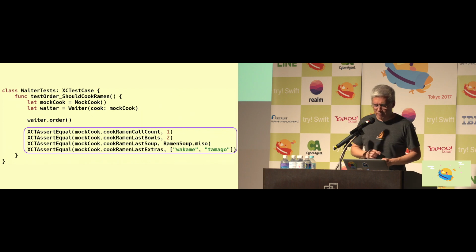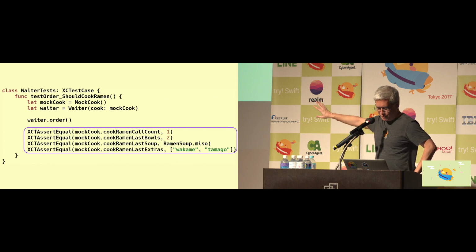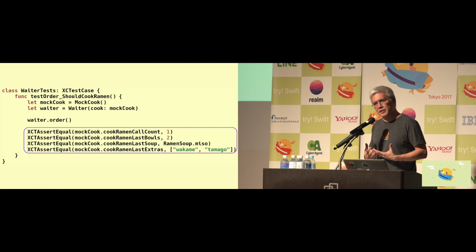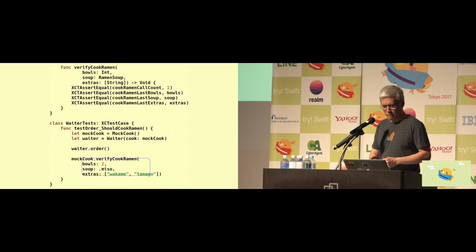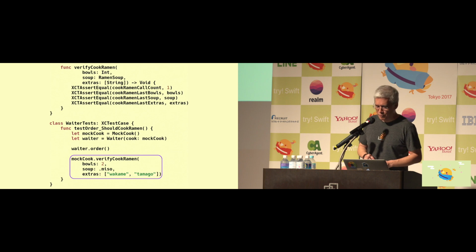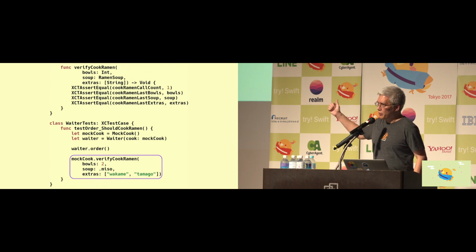There's a rule of thumb that a unit test should have 1 assertion. That it should assert 1 truth. Here we have 4 different assertions. It would be nicer to express this as a single assertion, especially when we have multiple tests. This is pretty easy to do, just by extracting these assertions into a new method in the mock object. The test now calls verifyOchaRamen.